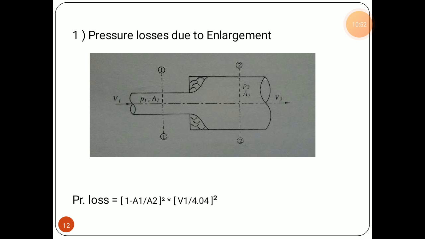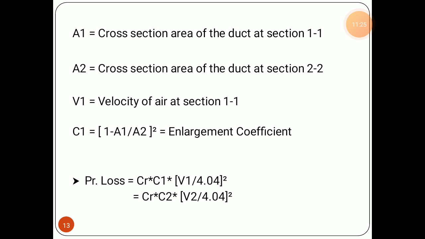If we have to carry conditioned air from a smaller diameter to a larger diameter, as the diameter changes abruptly, then the pressure loss in this duct where there is a sudden enlargement can be given as pressure loss is equal to (1 minus A1 upon A2) squared into (V1 upon 4.04) squared, where A1 is the cross sectional area of duct at section 1,1, A2 is the cross sectional area of section 2,2, V1 is the velocity of air at section 1,1, and C1 is (1 minus A1 upon A2) squared, which is known as the enlargement coefficient. So the previous formula can be rewritten as pressure loss is equal to C1 into (V1 upon 4.04) squared, which is nothing but equal to C2 into (V2 upon 4.04) squared.